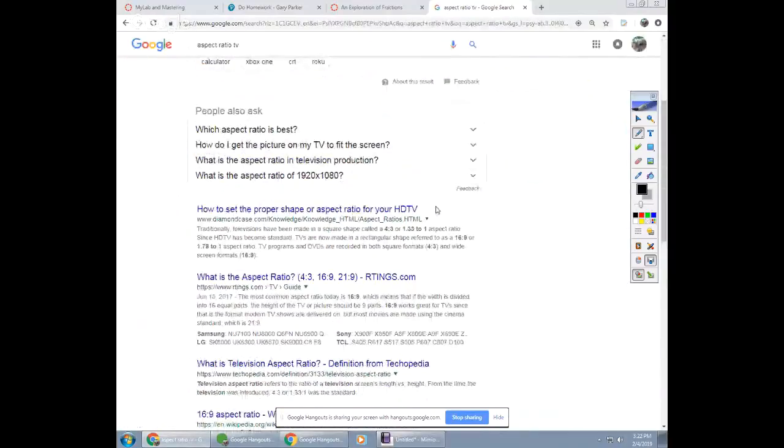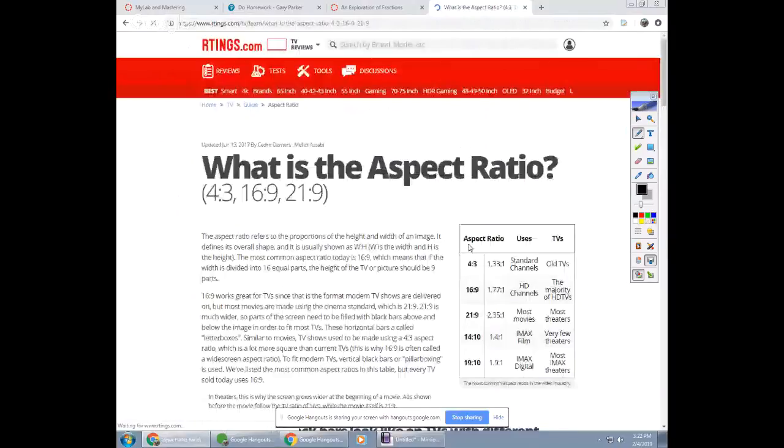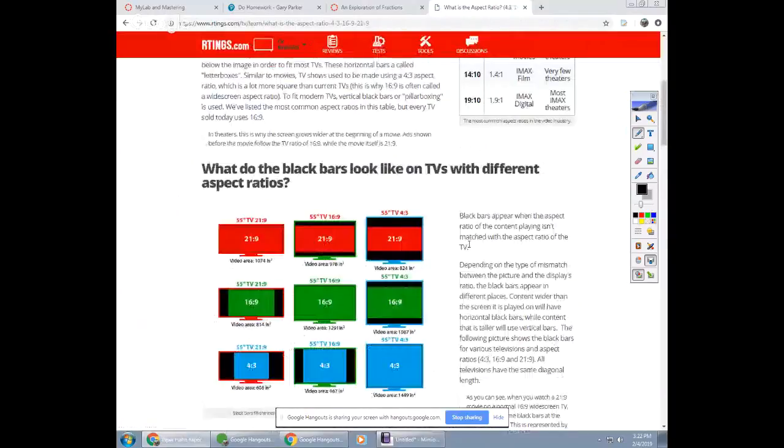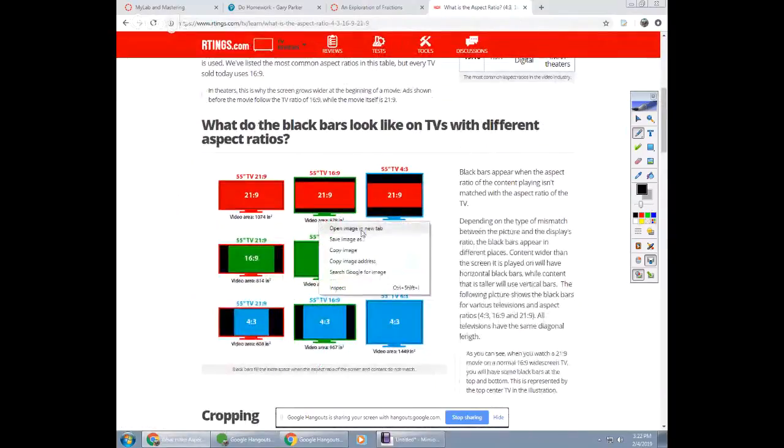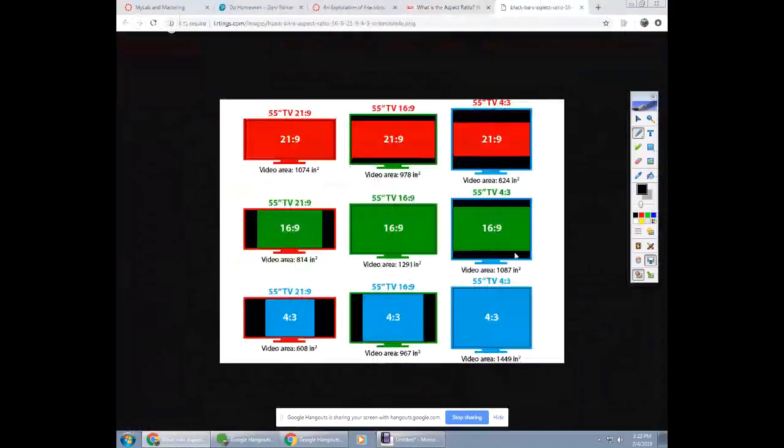What's this one? Yeah, so this site here shows some different aspect ratios. Let's see. So 16 to 9 is this middle one here, and that's the typical HD TV ratio.